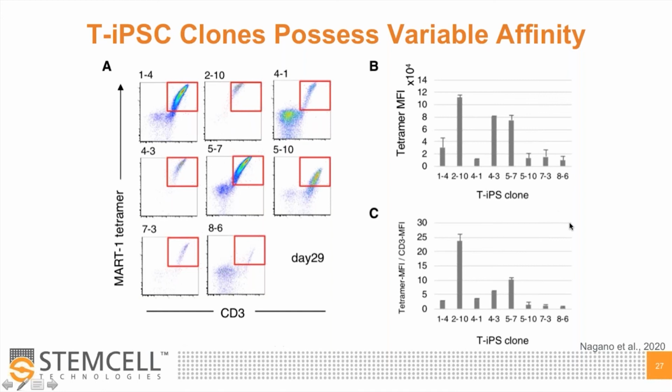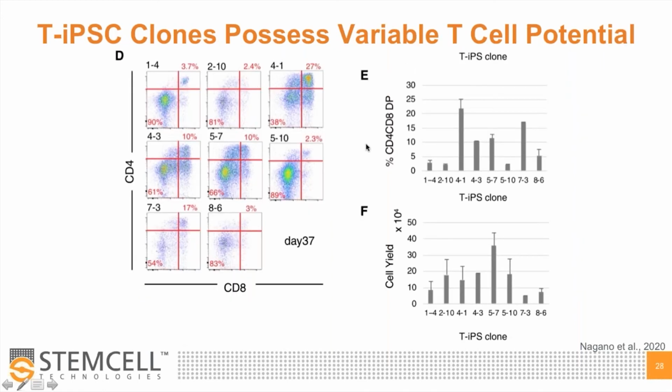A little bit further, they looked at the tetramer mean fluorescent intensity staining versus CD3 mean fluorescent intensity staining, and the ratio again gives the highest affinity for clone 210, a moderate one for 5-7, and fairly lower ones for some of the other ones. So out of these, they picked.